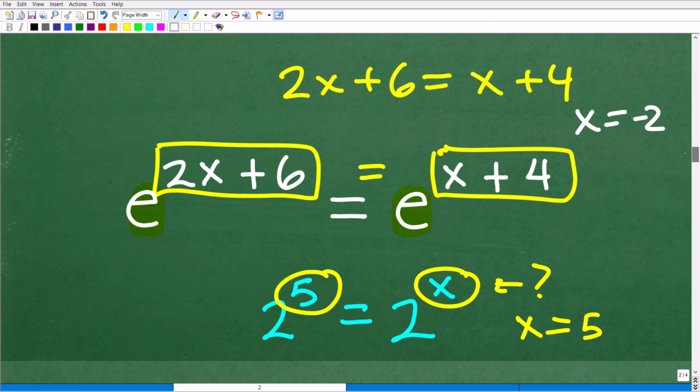Now, I wanted to go through the more appropriate way. It just happened to turn out in this particular problem that we could equate the exponents. But that's not always going to be the case. So that's why I took the time to introduce you to the natural base e and some of the cool things you can do with logarithms.